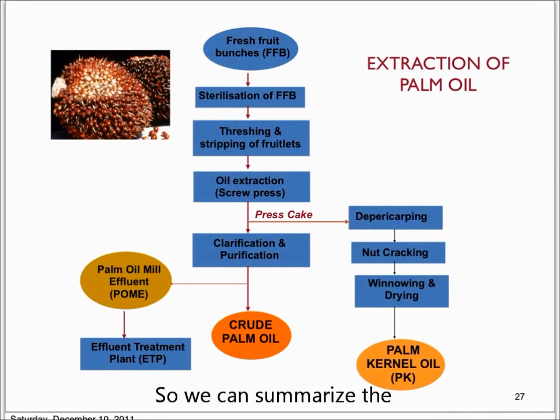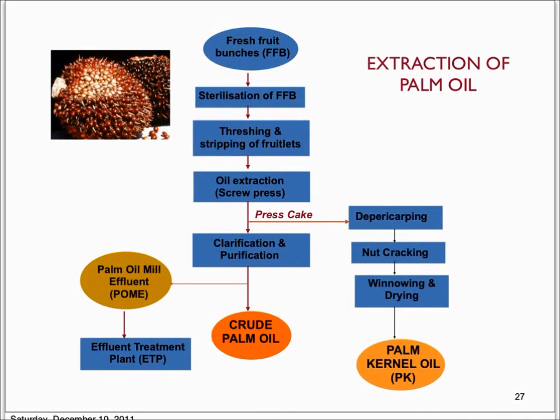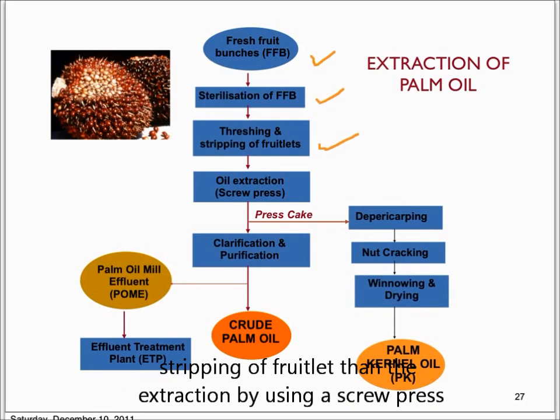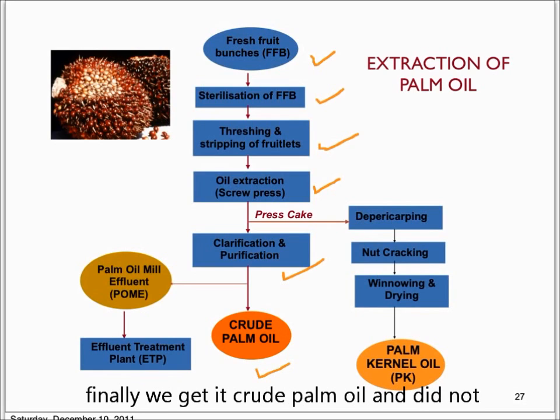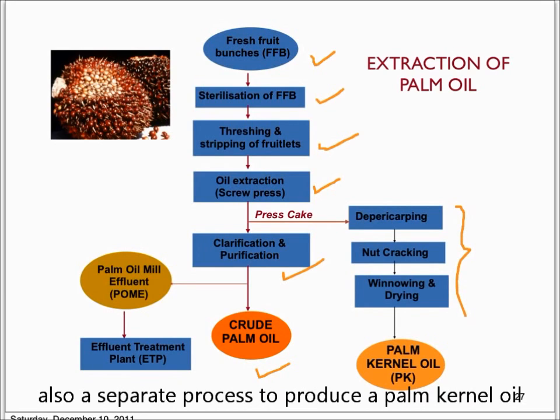So we can summarize the extraction of palm oil from this diagram. We start with fresh fruit bunch. It will go through the sterilization process, stripping of the fruitlets, then the extraction by using screw press, and the clarification and purification before finally we get the crude palm oil. And the kernel will also go through a separate process to produce the palm kernel oil.